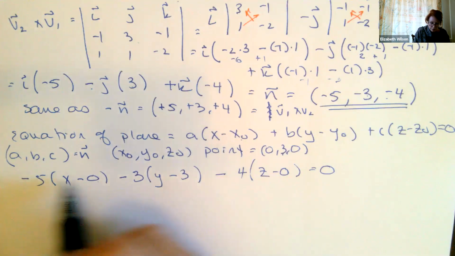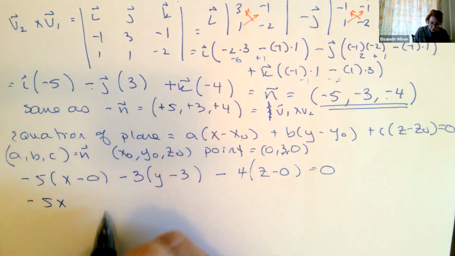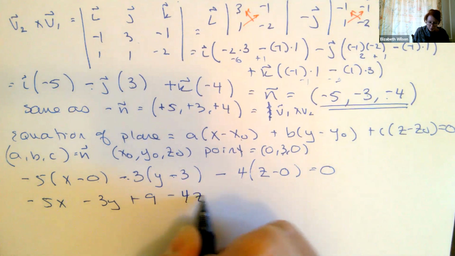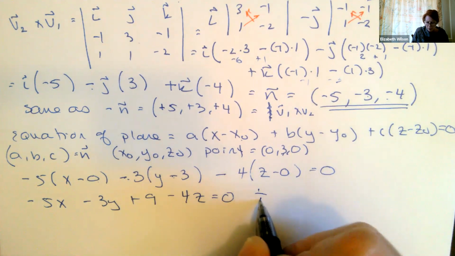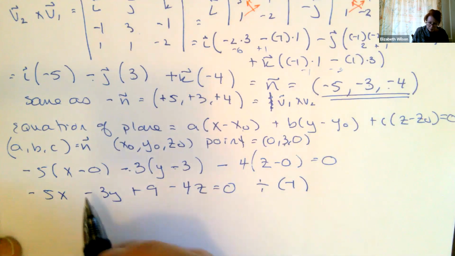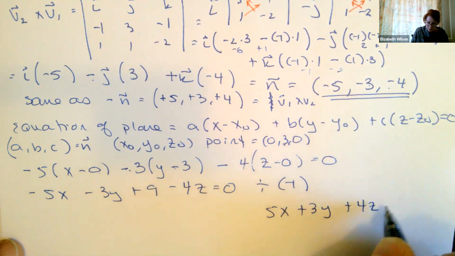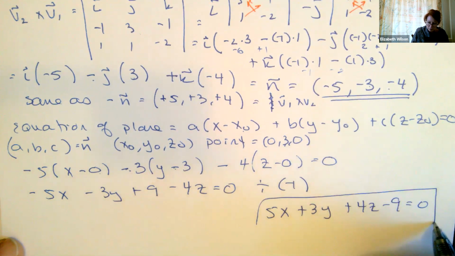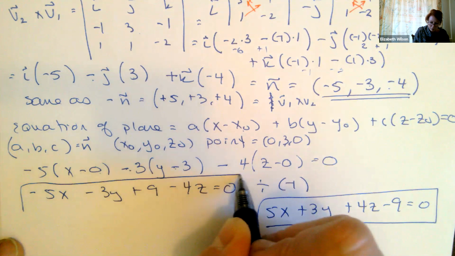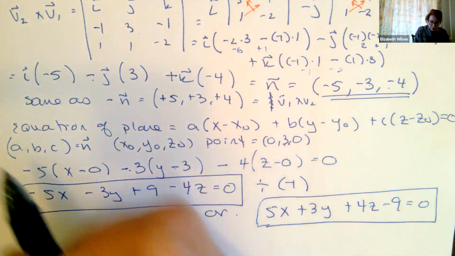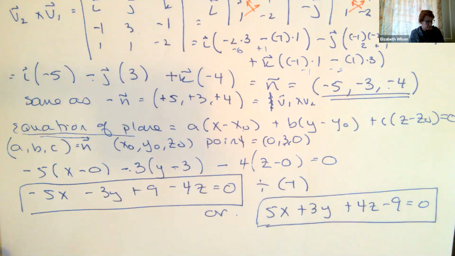So I'm going to multiply everything through. -5x minus 0 minus 3y. This is plus 9 minus 3 times -3. -4z equals 0. I'm just going to divide everything by -1 just to make it look nice, right? So I'm going to get 5x plus 3y plus 4z minus 9 equals 0. This is correct. This is correct. They're both fine. It's almost like you can think I'm going to add everything to the other side of the equation, right? It's like what we did over here. Okay, so they're both correct. So this is the equation of our plane, the plane that has these 3 points on it.